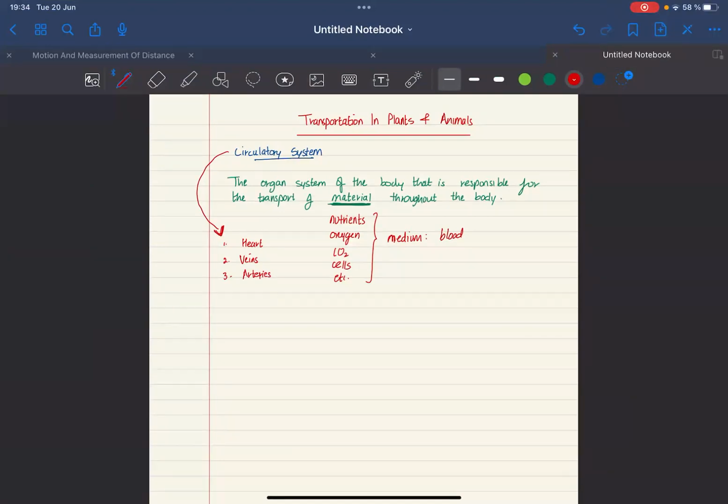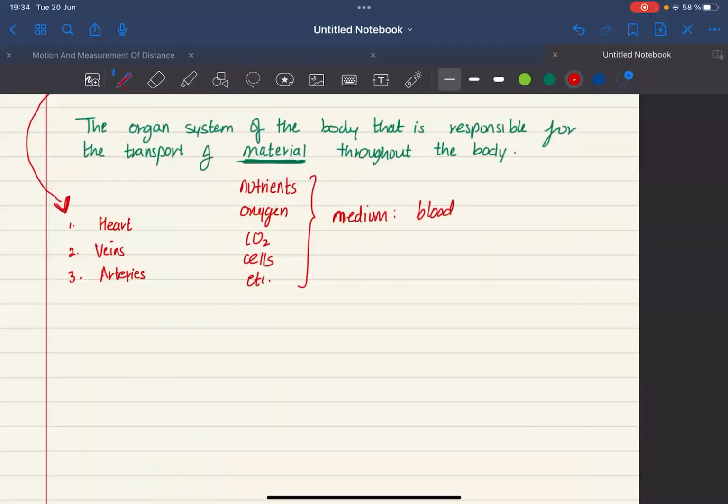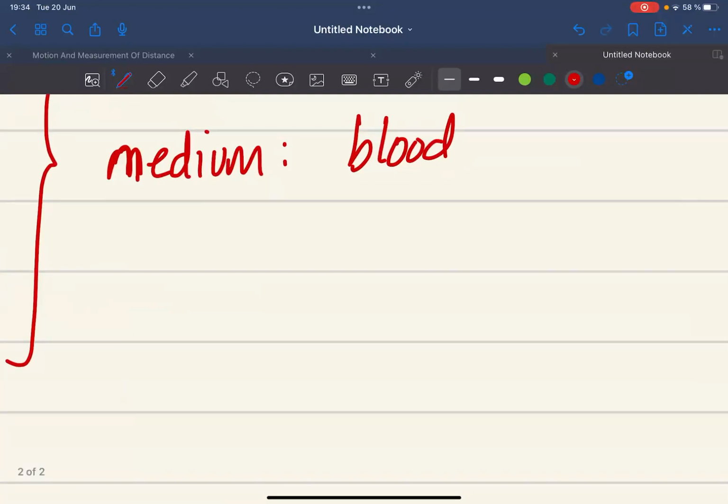Okay, now let's talk about what this blood does. So what is blood and why is it important in our body? Okay, so what is blood? Give me a definition of what blood is. What is blood actually? Definition.